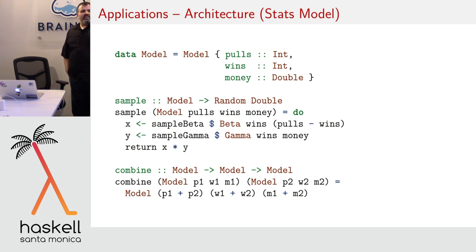Also, our model can be conveniently, two models can be smashed together, so you could parallelize this. So if everybody gets in the car tonight, we could all keep track of our own wins, losses, and amount of money, and then at the end of the night we can smash them together.